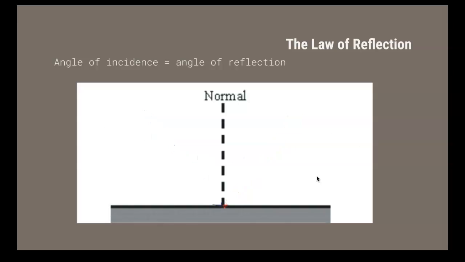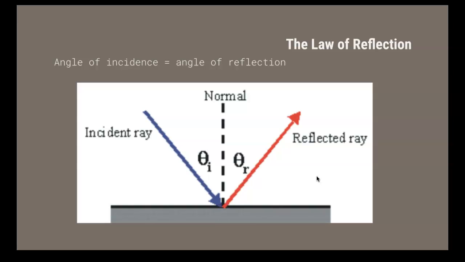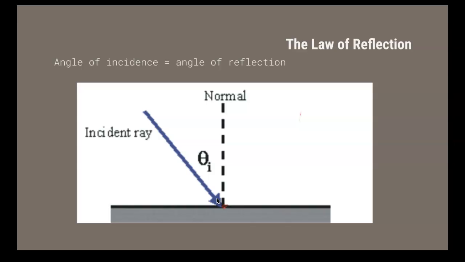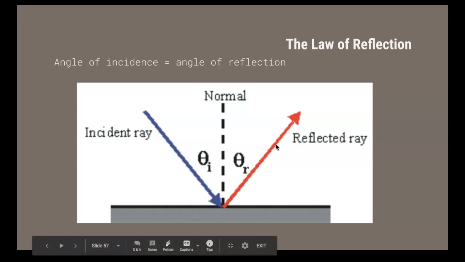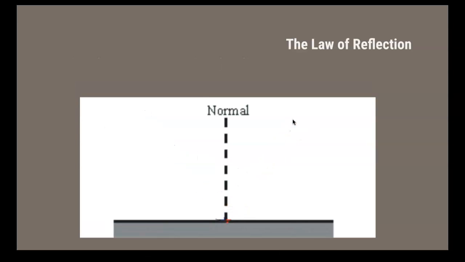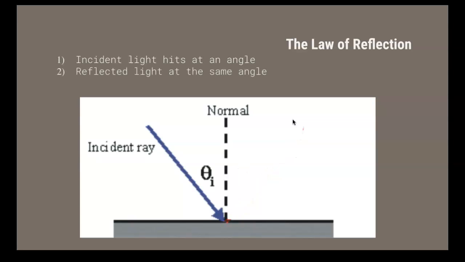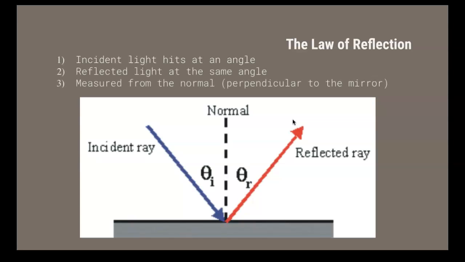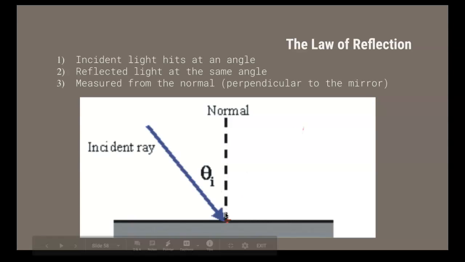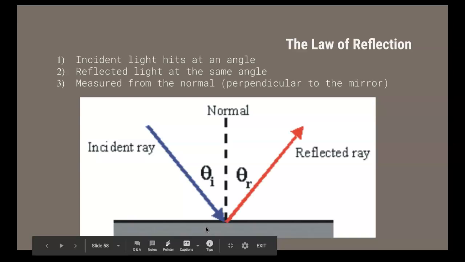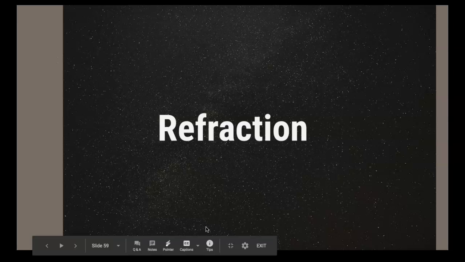So in a mirror, when we're looking at the angles, the angle of the light actually going in and hitting the mirror is called the angle of incidence, and it is always going to be the same as the angle of reflection. So the angle that it bounces off is always going to be equal to the same number. The incident light hits at an angle, and the reflected light will always be the same angle, and the thing in the middle, the normal line, is always perpendicular to the mirror, like a 90-degree angle to the mirror. So that is a word that you might come across.